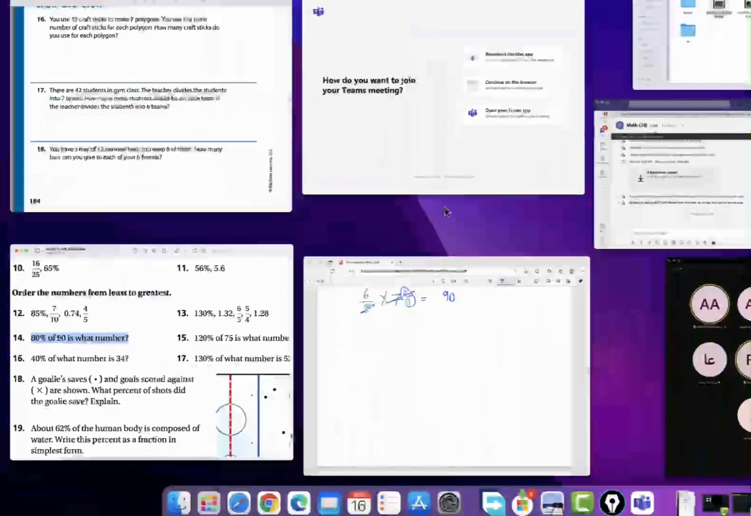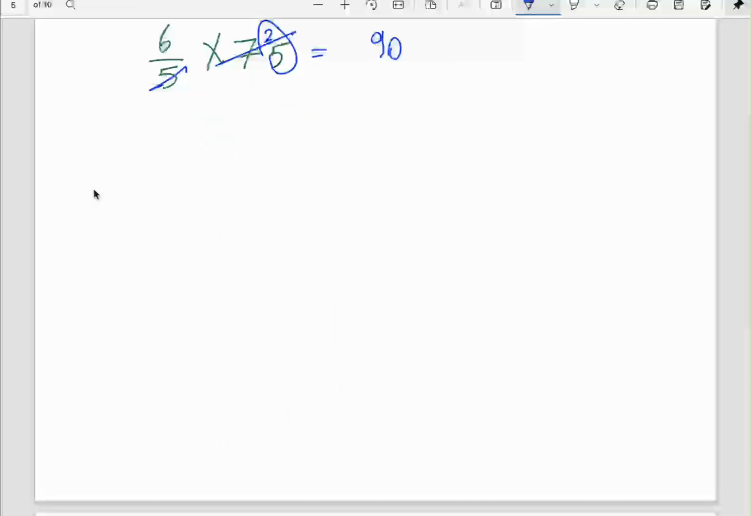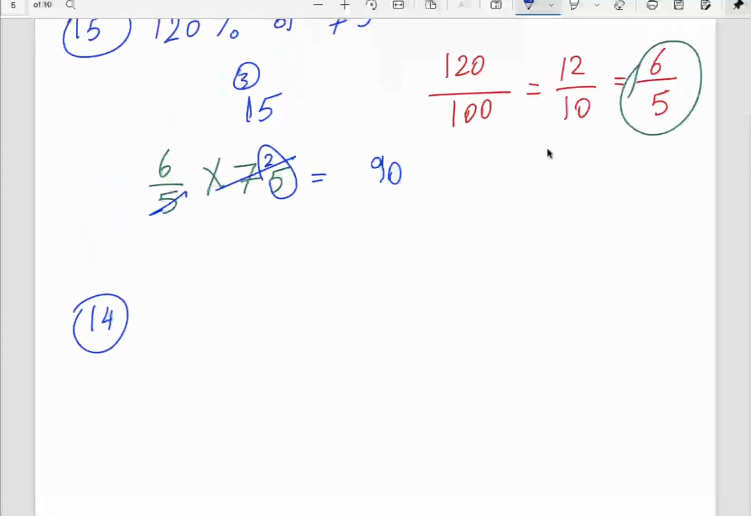40% of what number is 34? Okay, this is question number 14. No, 17. 16. And it's 40% of what number is 34? Teacher, I'm fine. Okay, Faris, just wait, please.